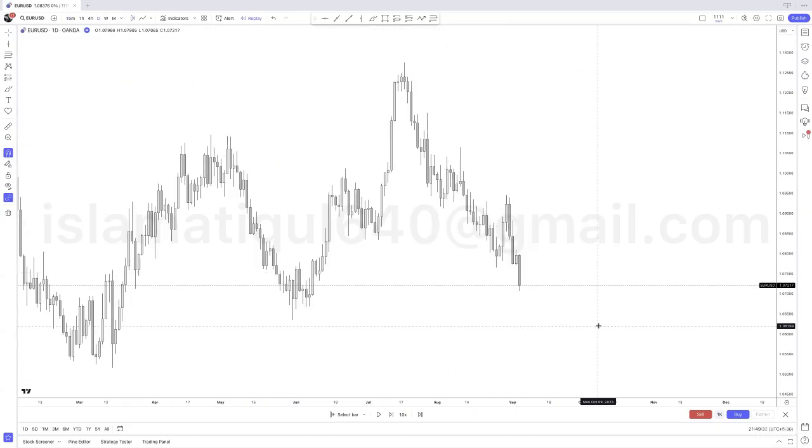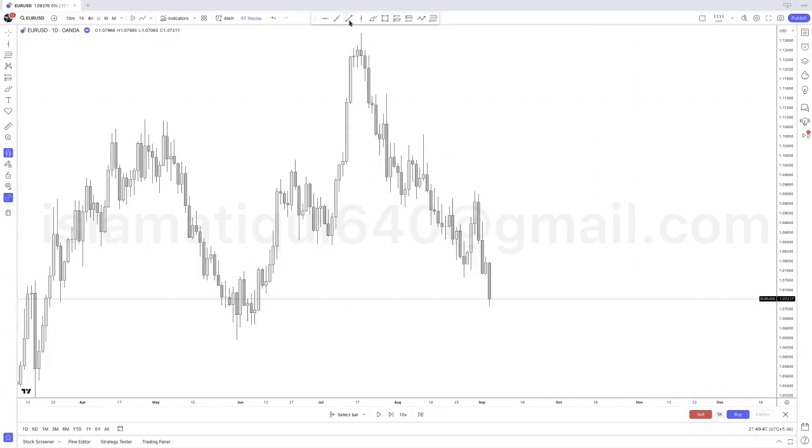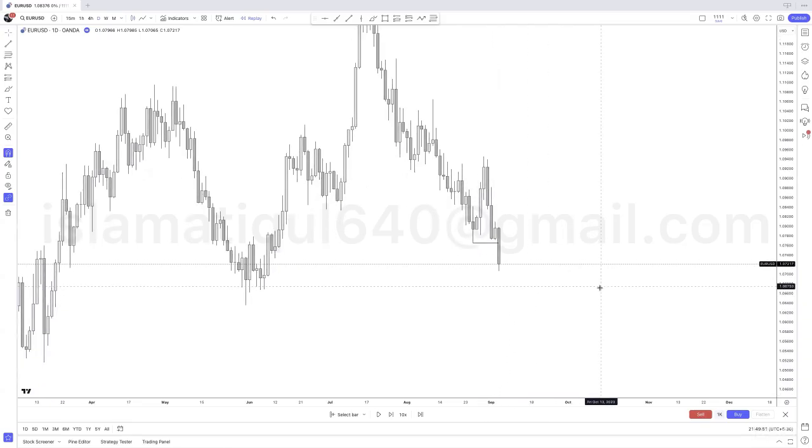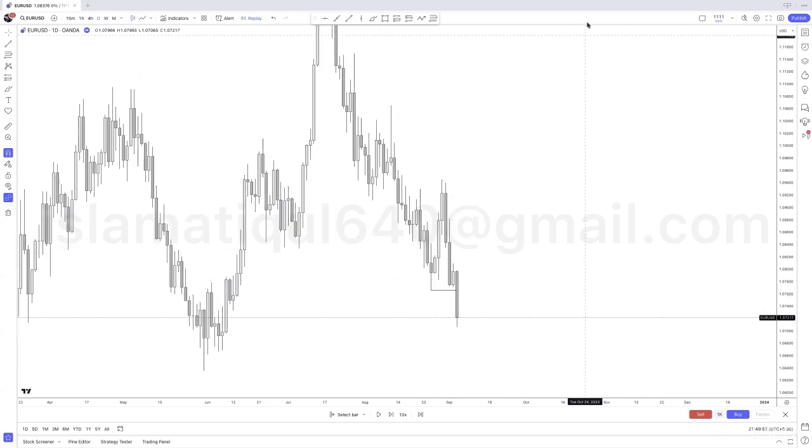Let's start analyzing. What can we see on the daily time frame? We can see that the market is bearish. One main thing that I can see is we have a major breakout structure, because we have a candle closing, which is very clear. Storylines are obviously bearish.